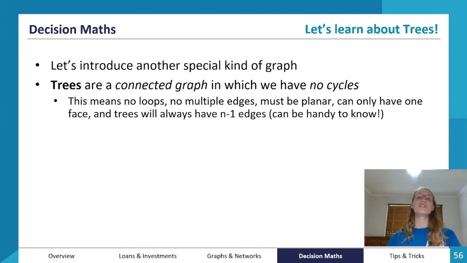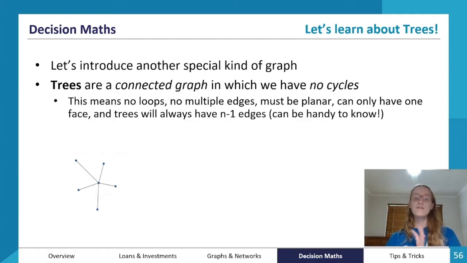So we're going to introduce another definition. We're going to talk about another type of graph. And these special types of graph are called trees. So what is a tree? A tree is a connected graph in which we have no cycles. So this means we have no loops, no multiple edges. It must be planar, so it can only have one face. And trees will always have n-1 edges.